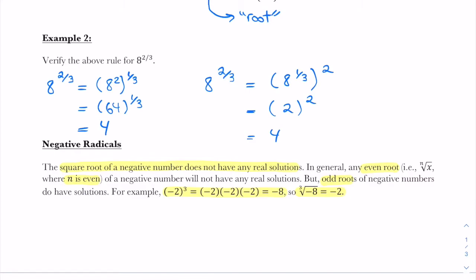For example, if you attempted to take the fourth root of negative 16, try this on your calculator, see what you get. Recall this is equivalent to negative 16 to the exponent of 1 over 4. You're going to find that you get a calculator error. So this would be undefined. Okay, moving on.